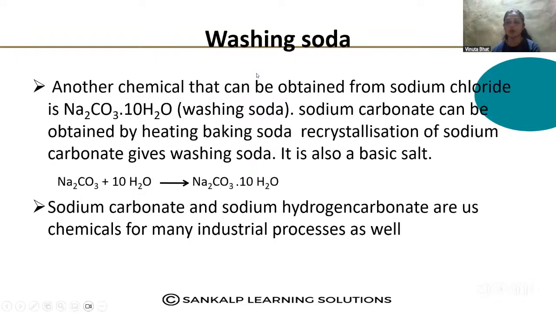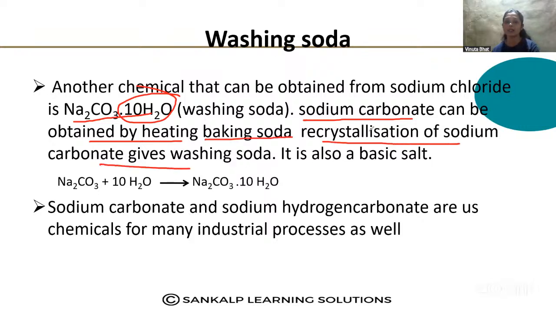Next one, washing soda. Another material that is prepared using sodium chloride, that is the washing soda. The chemical formula is Na2CO3.10H2O. The chemical name is sodium carbonate. Washing soda is sodium carbonate, and baking soda is sodium hydrogen carbonate. It can be obtained by heating baking soda, and recrystallization of sodium carbonate gives the washing soda.